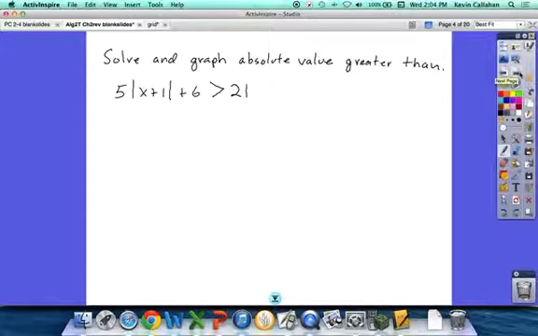Okay, absolute value greater than. What is the first step? Isolate. Good. You guys are all over the isolate, which is good because it comes up in other kinds of equations. That's also the first step, like radical equations. Isolate. Okay, what do we have to do to isolate the absolute value on this one?